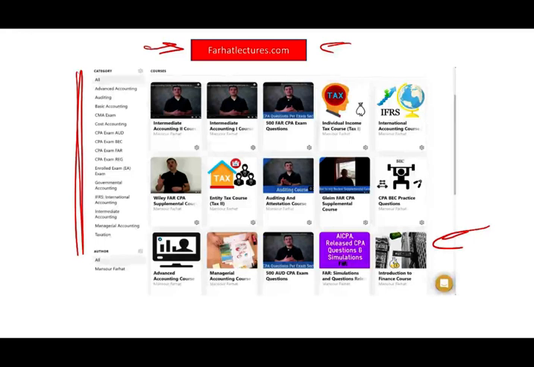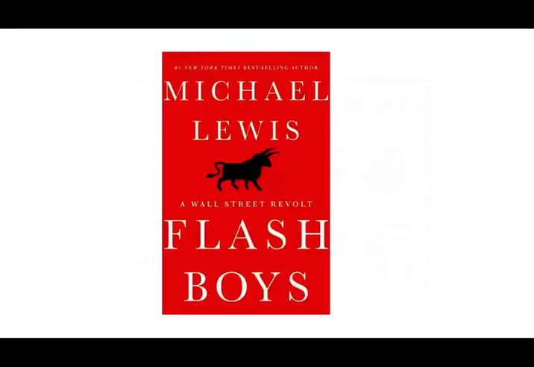The topics I'm going to be covering today are covered in much more depth and explanation in a book by my favorite author, Michael Lewis, called The Flash Boys. So if you like this topic, this is the textbook I suggest you read. And this is the same person that wrote The Big Short.